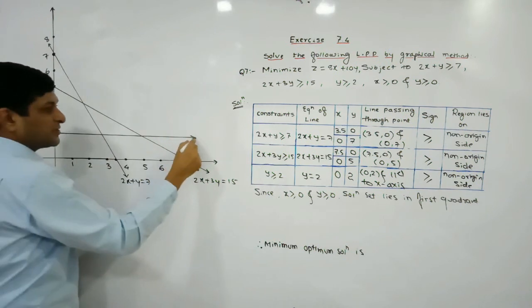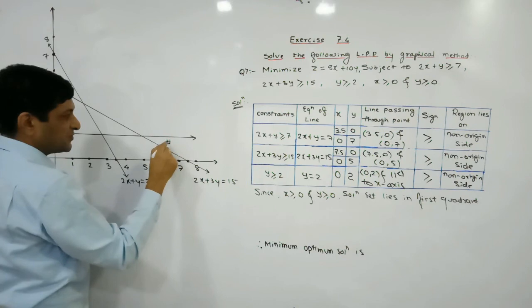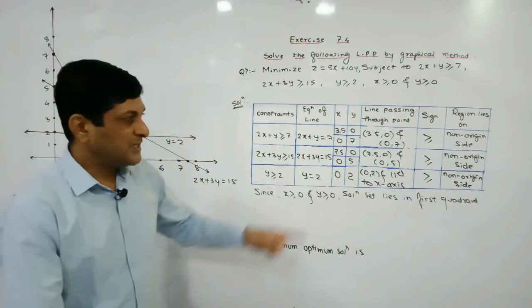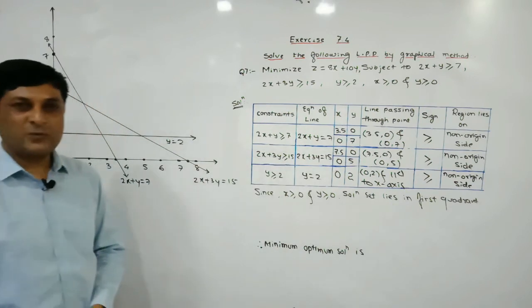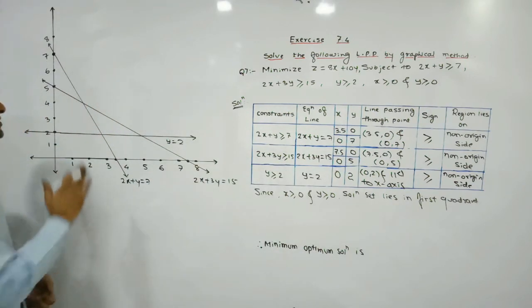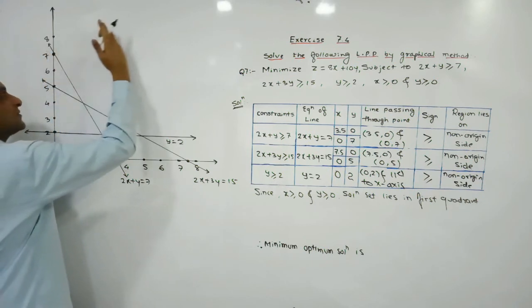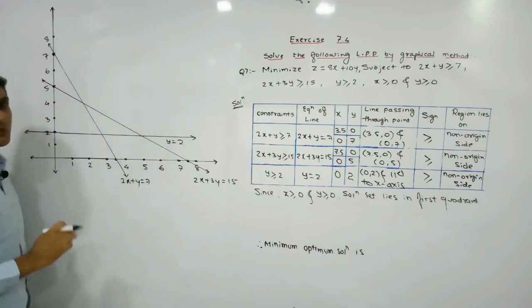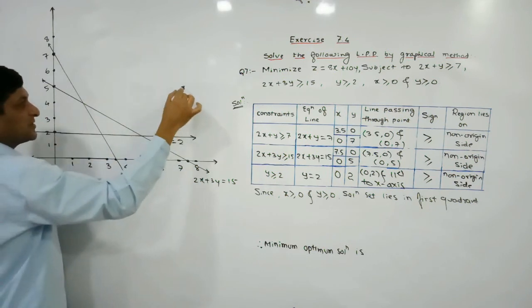And what is the equation of this line? The equation of this line is y equals 2. Now we can observe from these signs, greater than or equal to, that for all the lines the non-origin side part will be the solution set. Means for this first line also the non-origin side, for the second line also non-origin, and for the third line also the non-origin side part will be the solution set.